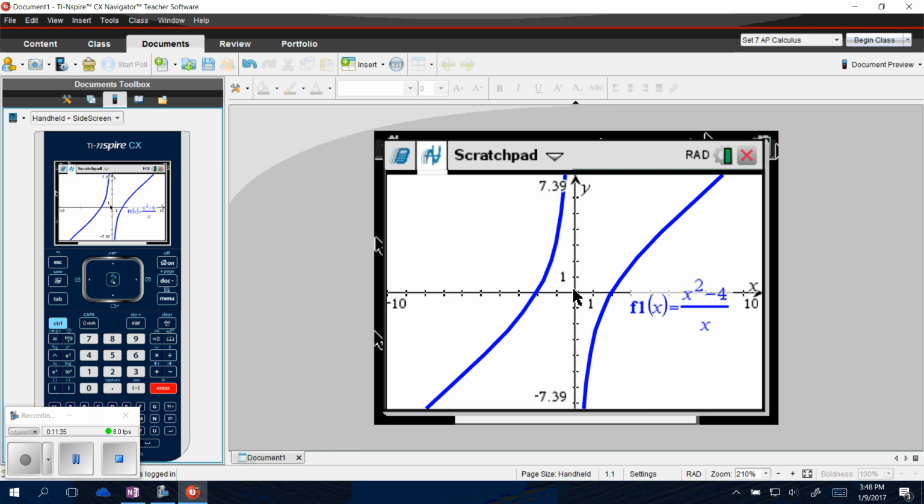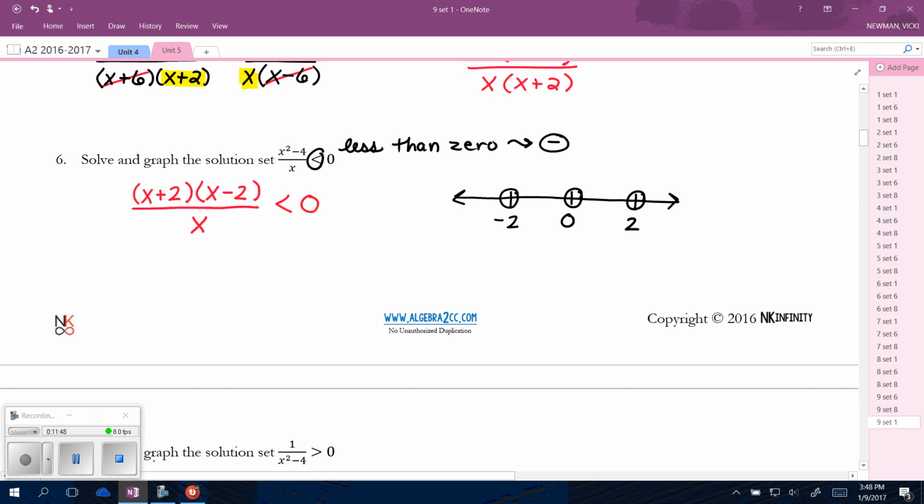Yeah? At 0, they're going to switch. So to the right of 0, they're negative. And then to the right of 2, they're positive. So right here, we have negative, positive, negative, positive.